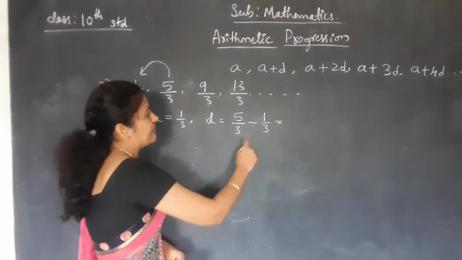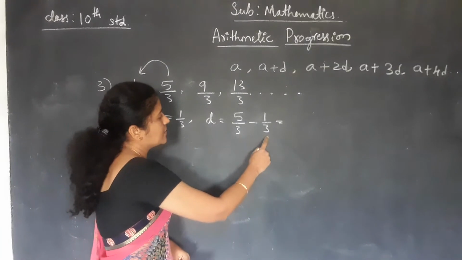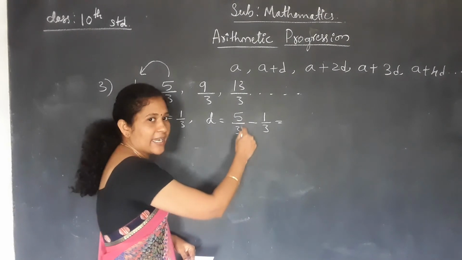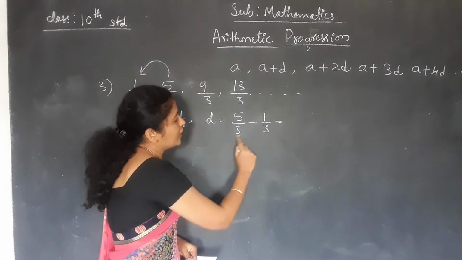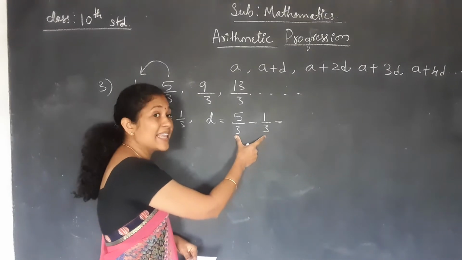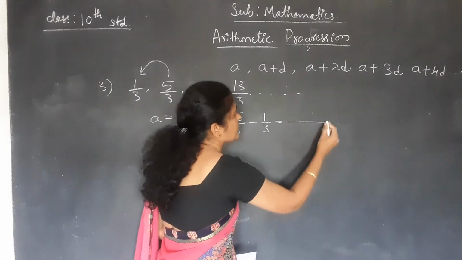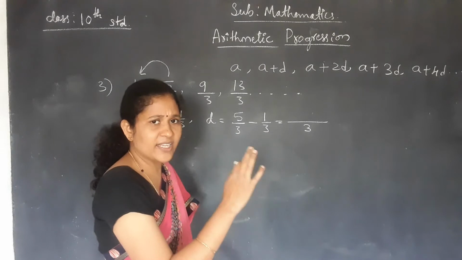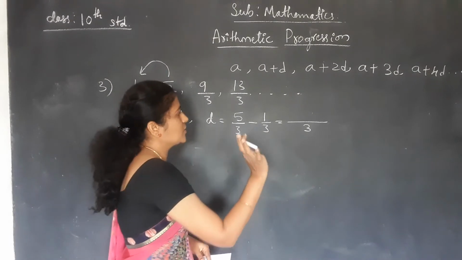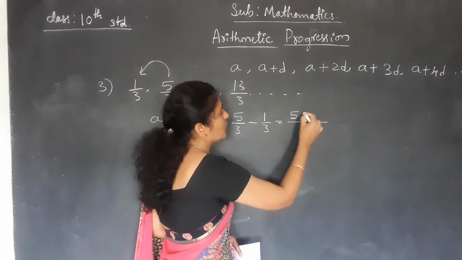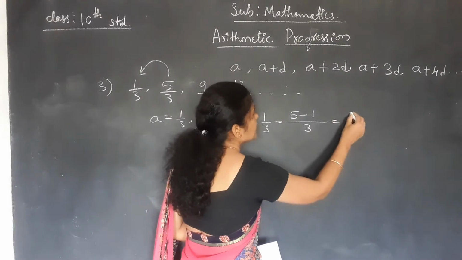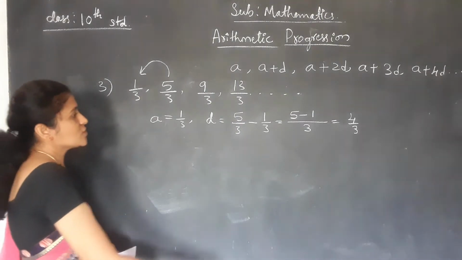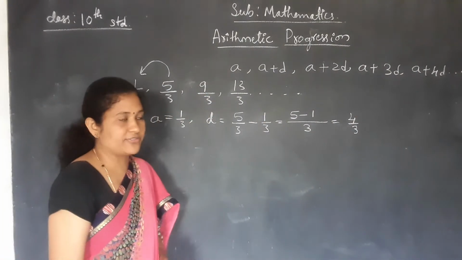See here, when you are dealing with fractions, just check the denominator. Fraction means you have a numerator and a denominator, right? When the denominators are the same, they are called like fractions. You simply take 3 as common. If you are adding, simply add the numerators; if subtracting, simply subtract the numerators. That is 5 minus 1. So how much do you get? 4 by 3. So 4 by 3 is your common difference.